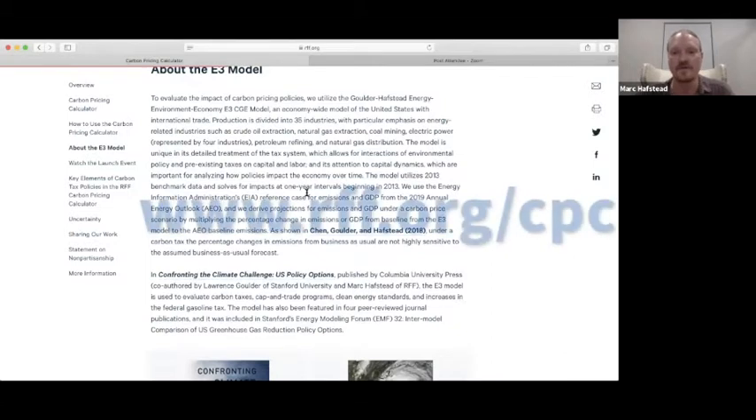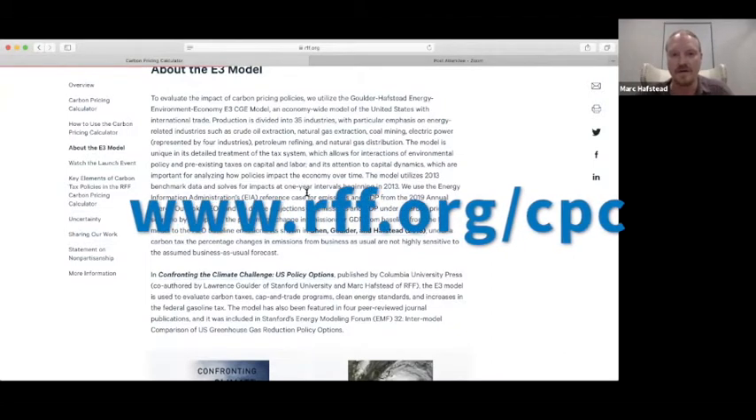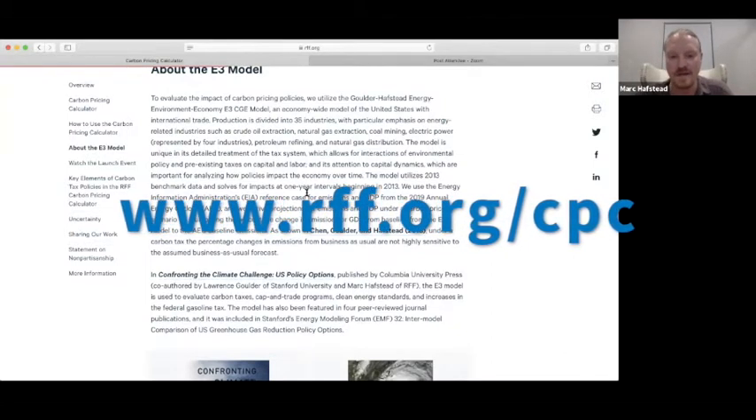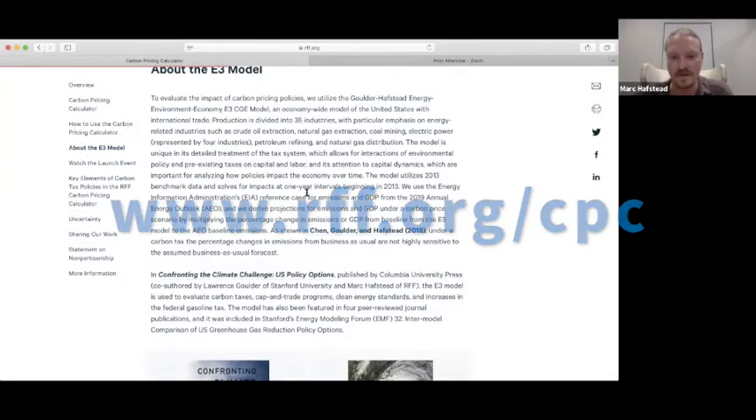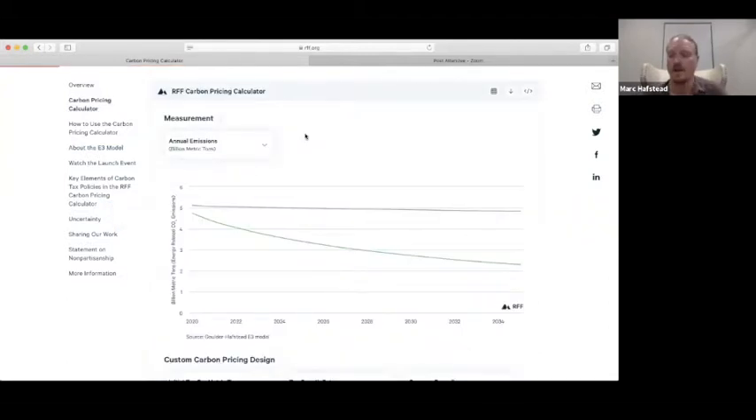Also, I should mention that the carbon pricing calculator is at rff.org/CPC. So it's pretty easy to find. Today I'm happy to talk about the RFF carbon pricing calculator, which we introduced about 3 weeks ago online. This is built off a carbon tax calculator we previously had, and I think this is a big improvement on what we had before. And so I'm happy to share and talk about it.